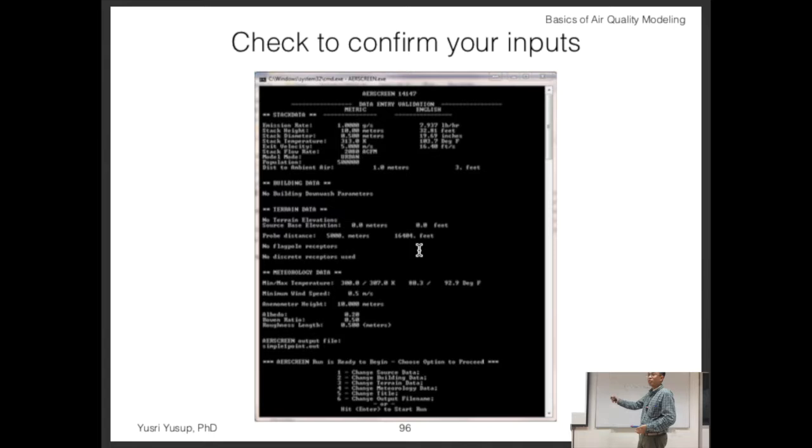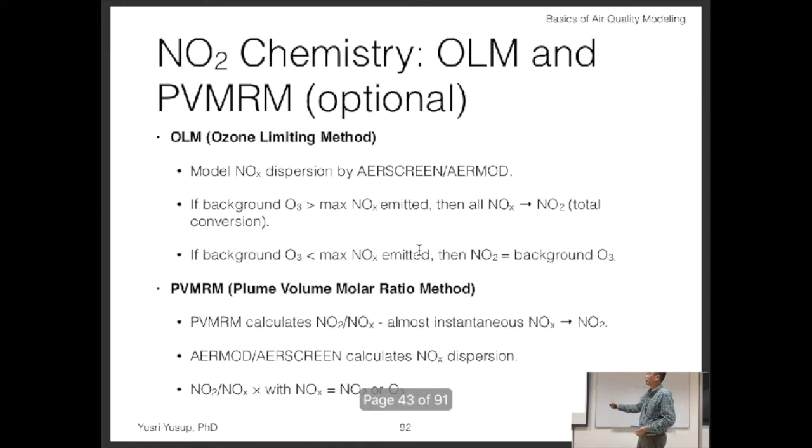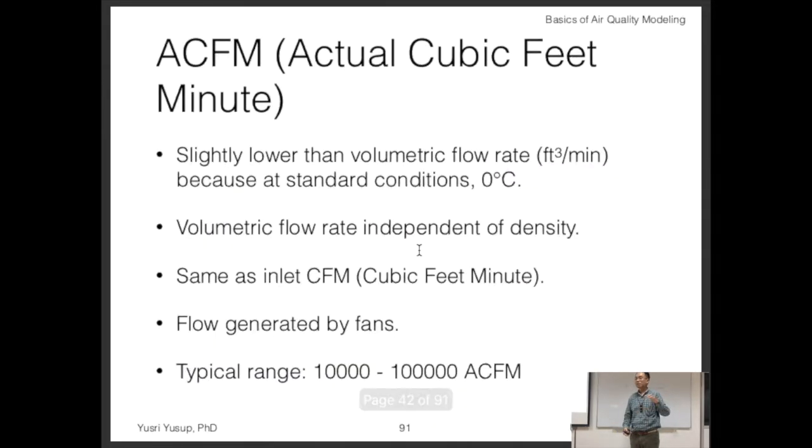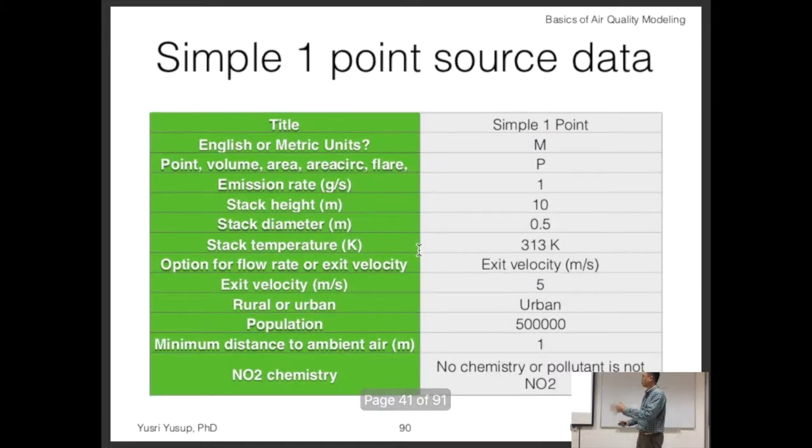This is the data that we need to input into the model. What you get to see is something like this. It will ask you a question, and you just follow the questions. I forgot the first question, but the information for you to fill up all those questions is just this. It will ask you the title, name, whether you want to use English or metric units. If it's metric units, you put M. Whether it's a point, volume, area, circle area or a flare. So let's say you want a point, so it's P. What's the emission rate? 1 gram per second. What is the stack height? Stack diameter and so on. Just fill up. These are just demo values for you to use the model.